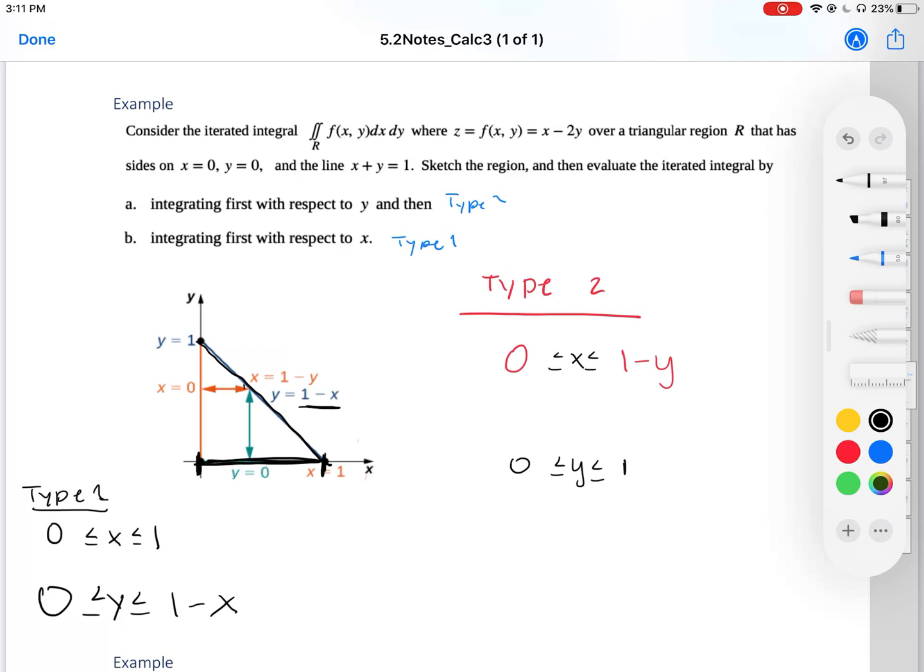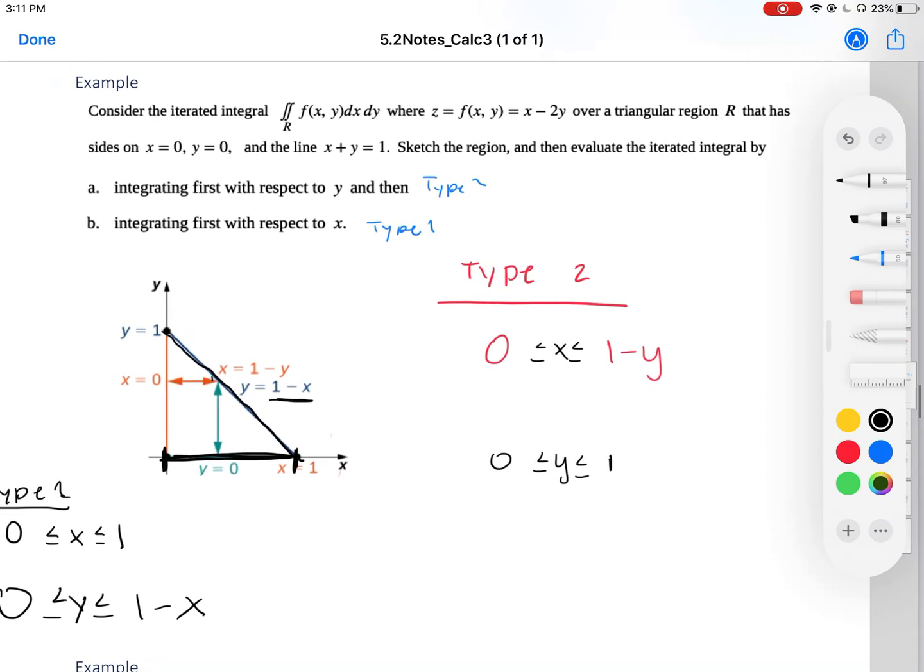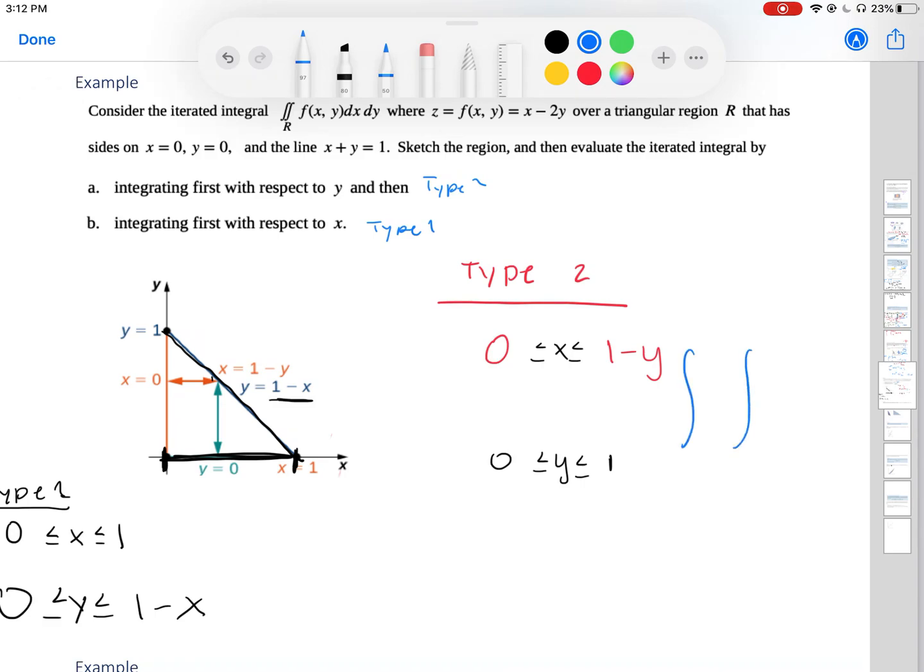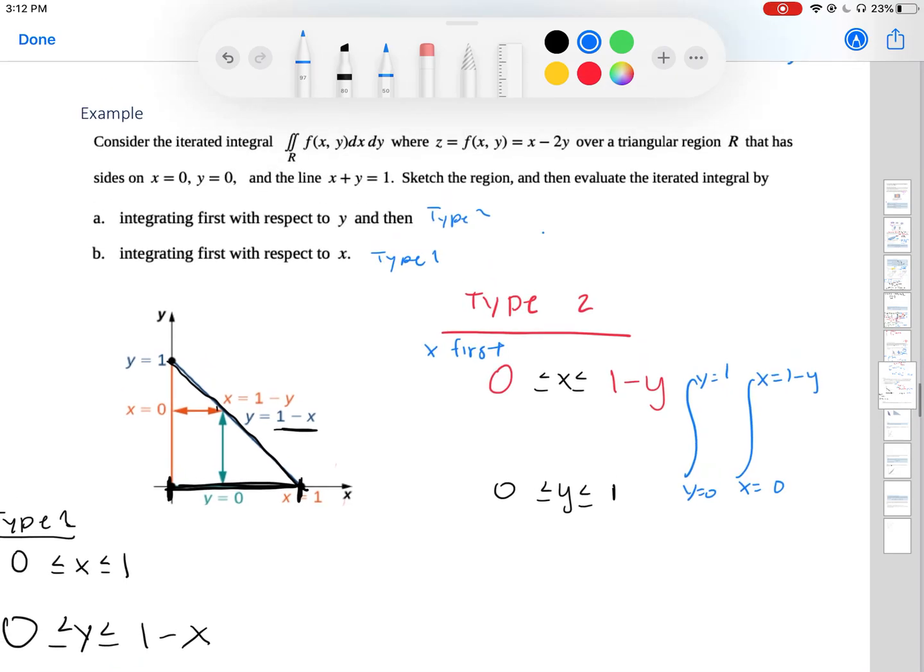Now we can go ahead and write these two separate integrals. So for type 2, let me try to fit it in here. We would integrate. Now because we're writing in terms of y, x is first when we integrate. So we have x is equal to 1 minus y, x is equal to 0, y is equal to 1, and y is equal to 0. Now we're integrating for the function. It's telling us that it's x minus 2y. So x minus 2y dx dy.